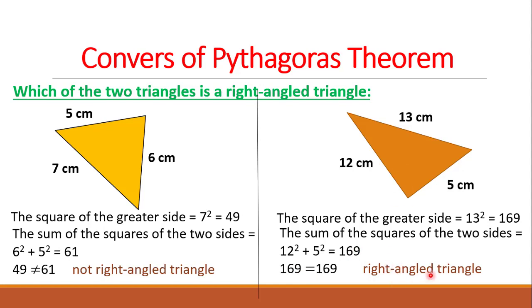So if we have a triangle, we can decide if this triangle is a right angle triangle or not. If we have the side lengths, we calculate the square of the greater side and the summation of squares of the two other sides. If they are equal, then this triangle is a right angle triangle, and the right angle is the angle opposite to the greater side, which is the hypotenuse.